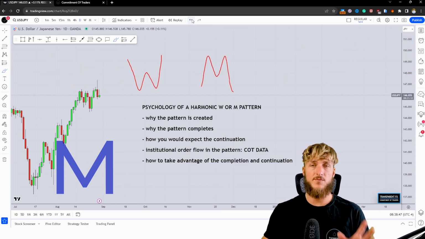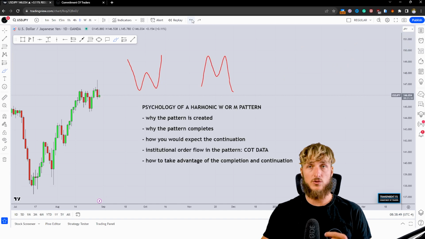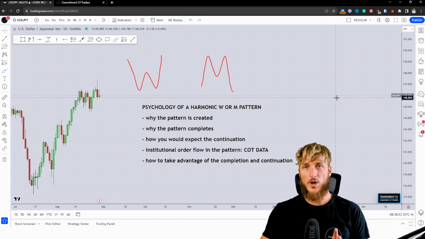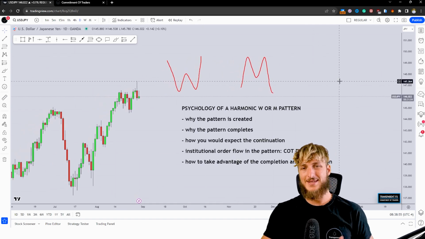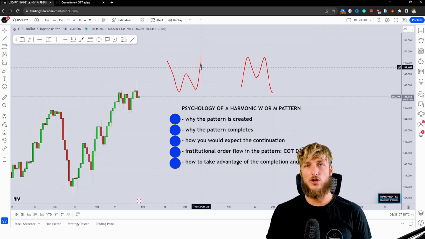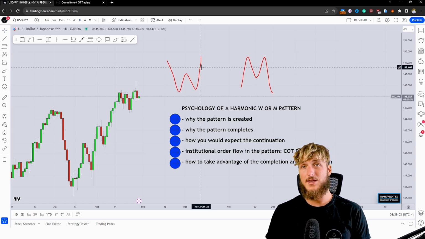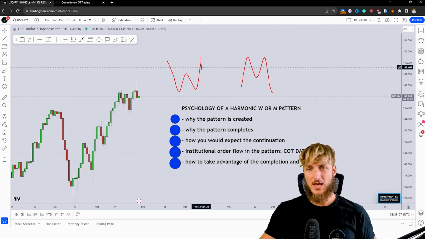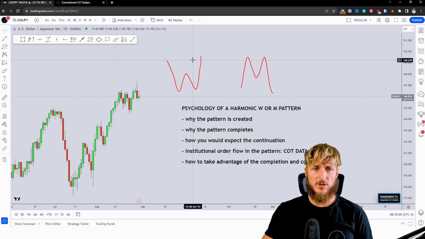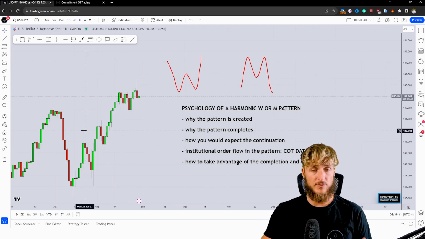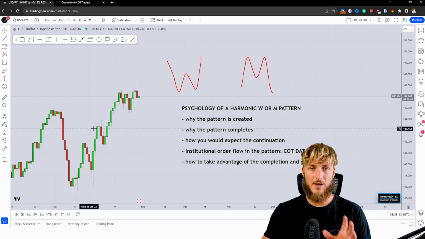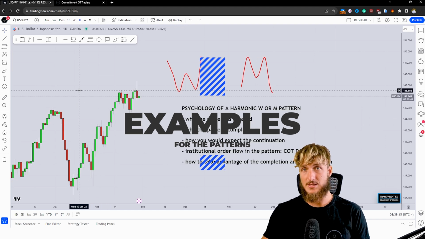So for simplicity, let's just group them into these 2 different categories, because in the end, what we're interested in here is discussing the psychology of these patterns, how they work, and how we can take advantage of this by understanding how institutions use these patterns to manipulate the market. Obviously, by the end of the video, we will also go to some actual real-time examples.